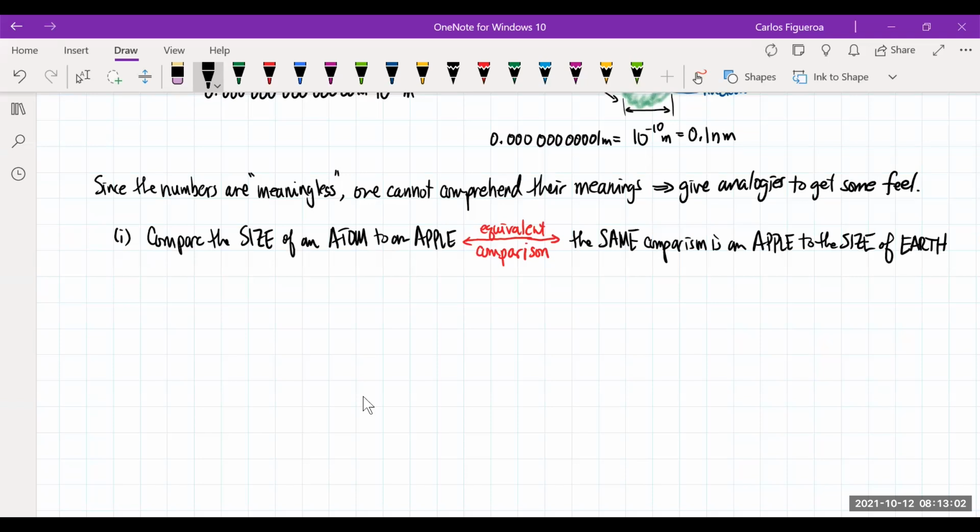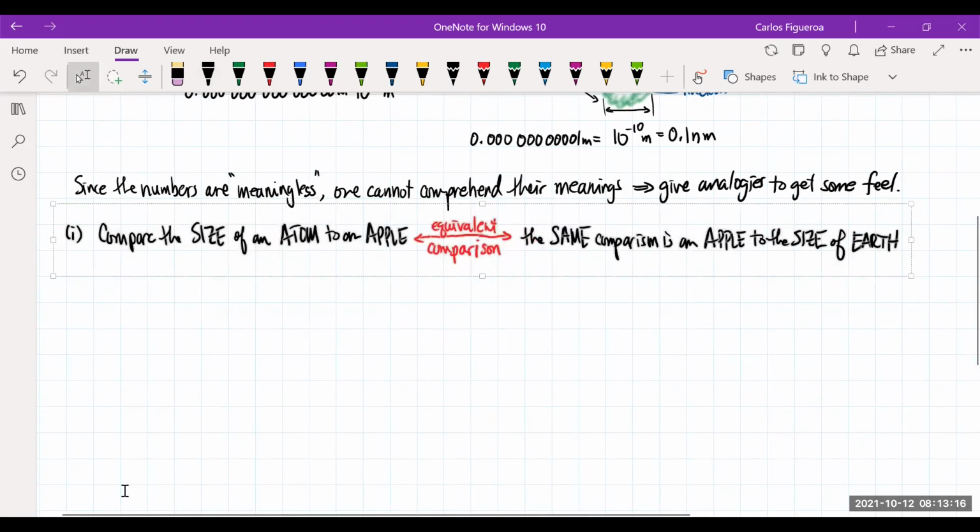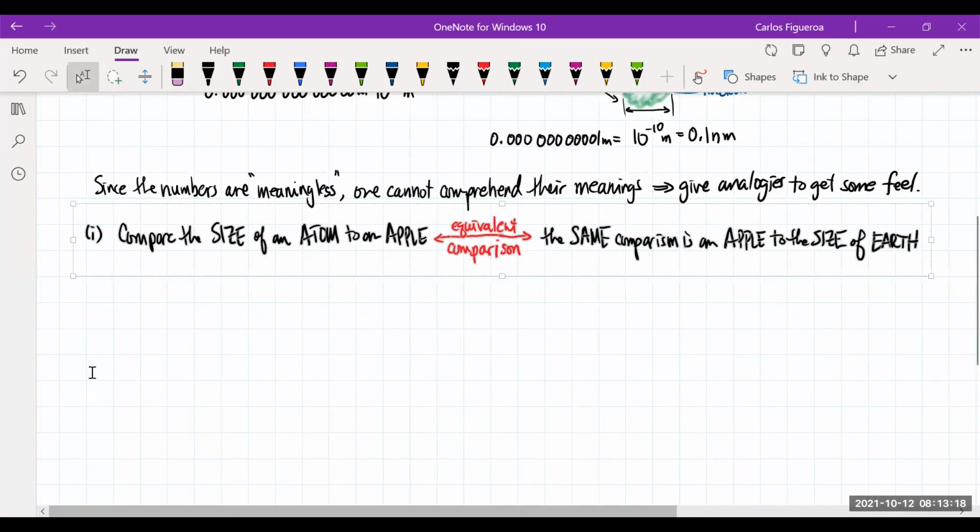Now, I think everybody can comprehend that an apple is nothing but a speck compared to the size of the earth, right? Nothing but a speck. So that means that the atom is quite small.